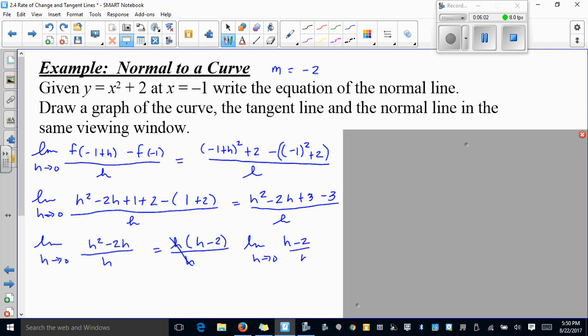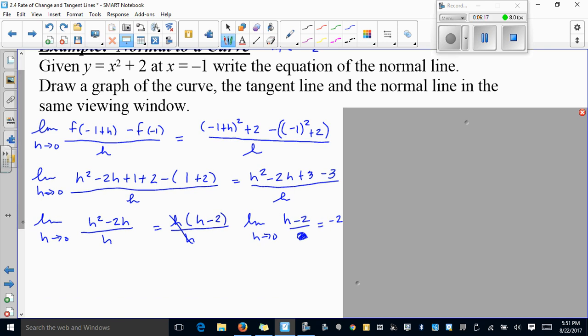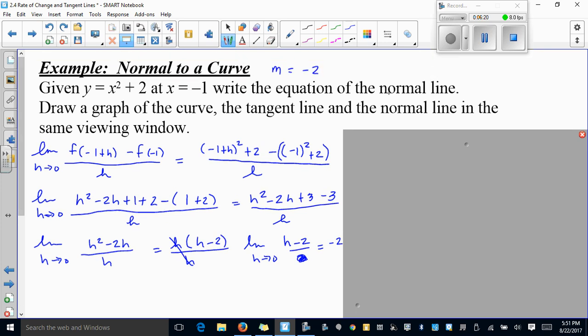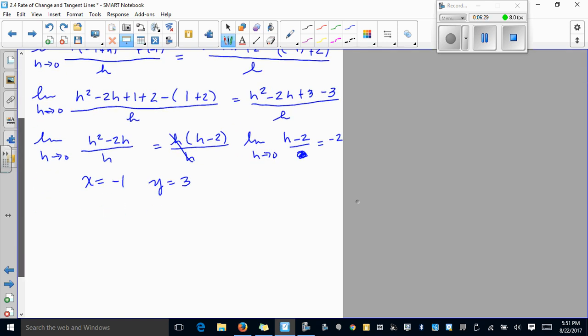So we verified the slope that we got earlier, even though earlier we had to kind of guess. We had to kind of play with it. And now let me recall that when x equals negative 1, my y value is 3. And I have a slope of negative 2, but they asked us for normal, which is perpendicular. So the perpendicular slope is 1/2. So my equation of my line, y minus 3 equals 1/2 times x minus a negative 1.